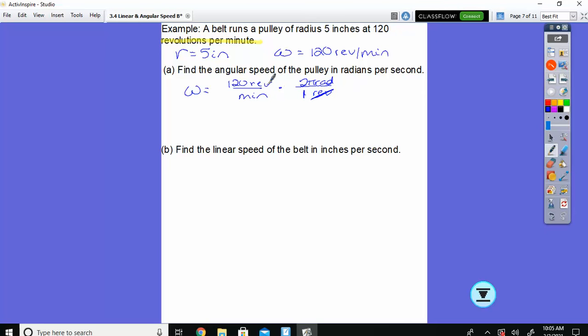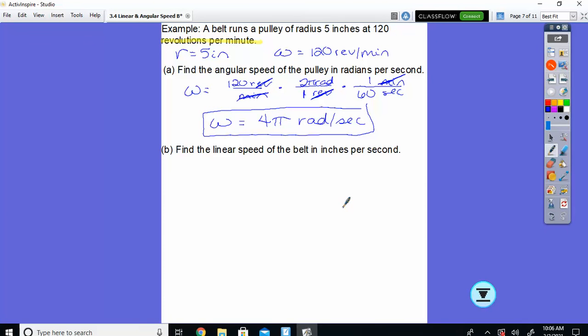So those revolutions are gone. We have minutes, and I want seconds. So my minutes are on the bottom to cancel, they go on the top. We want seconds, and we know in 1 minute there are 60 seconds. So 120 times 2 pi divided by 60 gives me 4 pi radians per second.